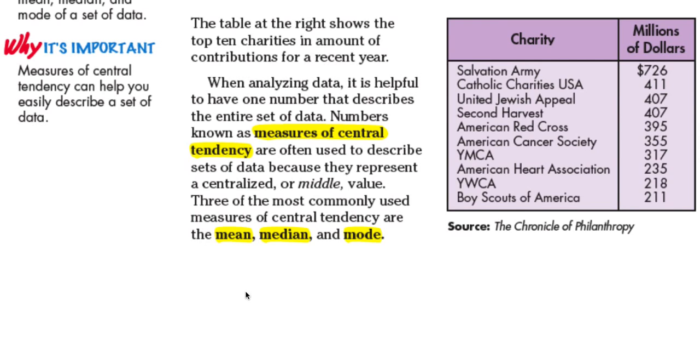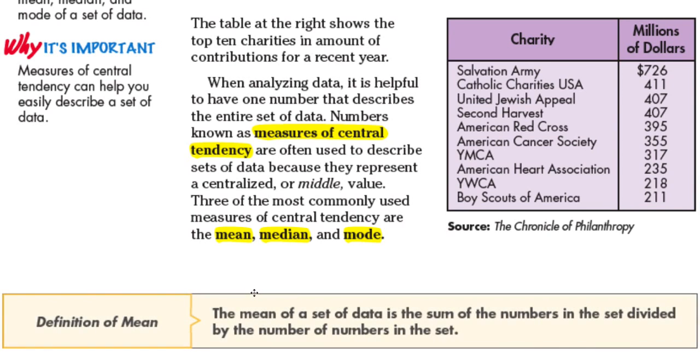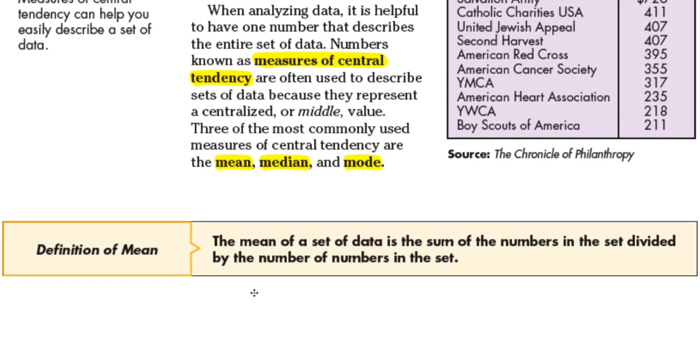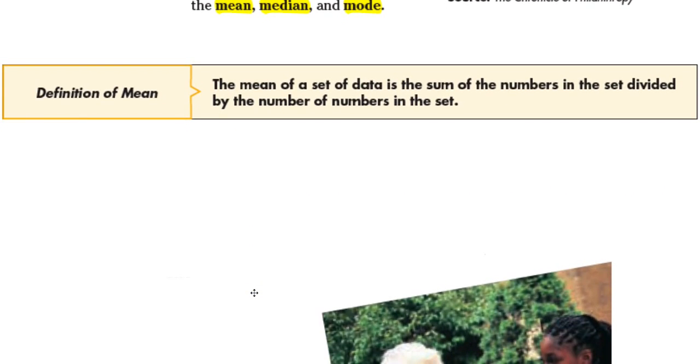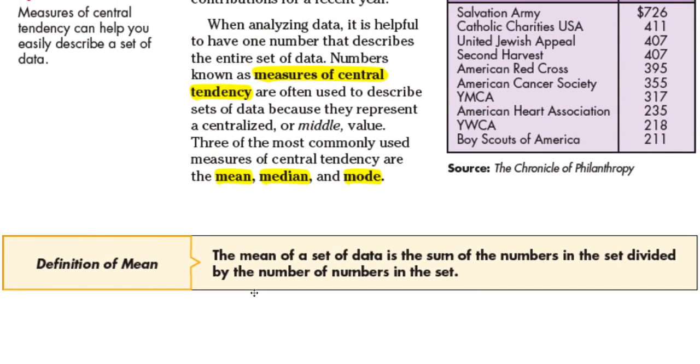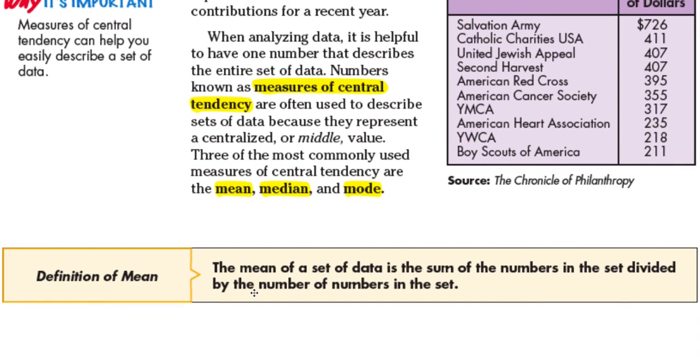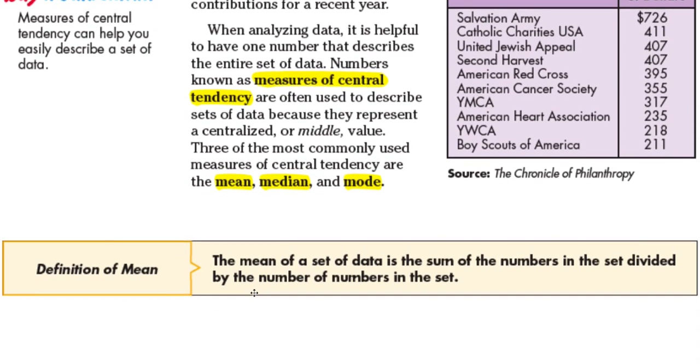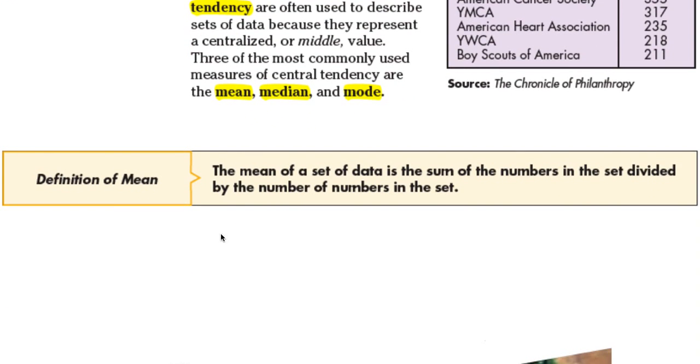This is a little bit of a review from 6th grade and 7th grade. So let's take a look at the first one. The first measure of central tendency is the mean. The mean of the set of data is the sum of the numbers in the set divided by the number of numbers in the set. Meaning, we simply have to add all the numbers in the set.